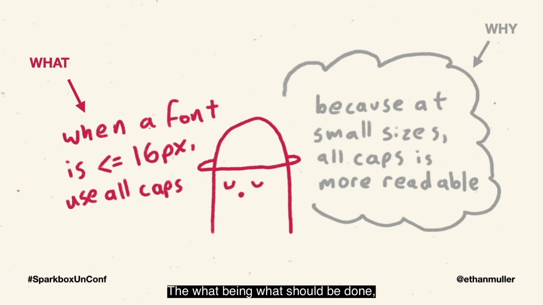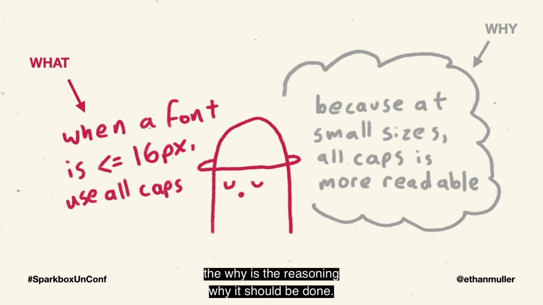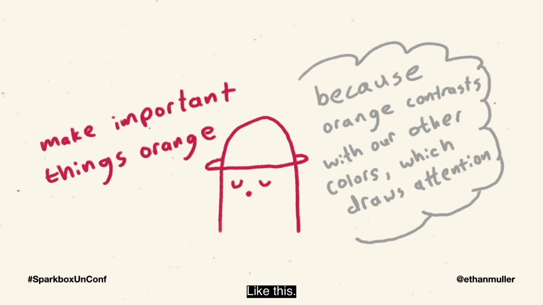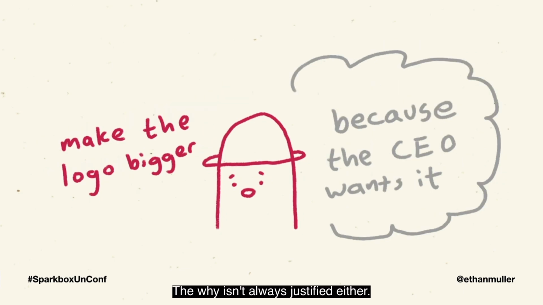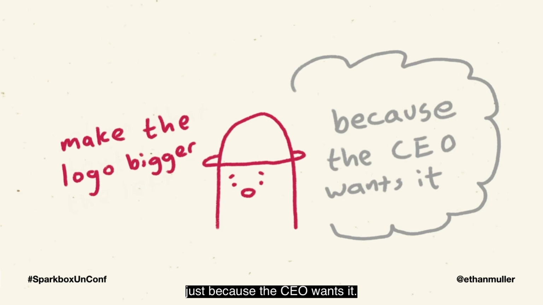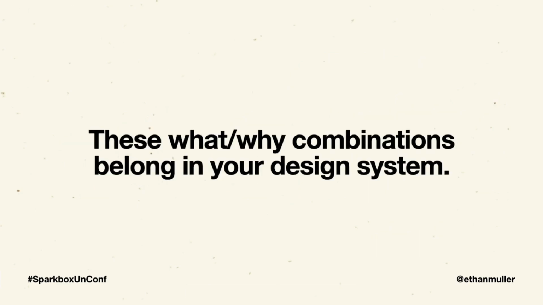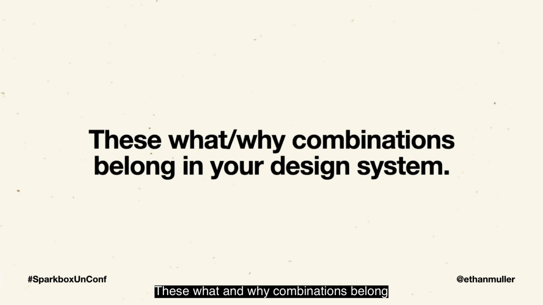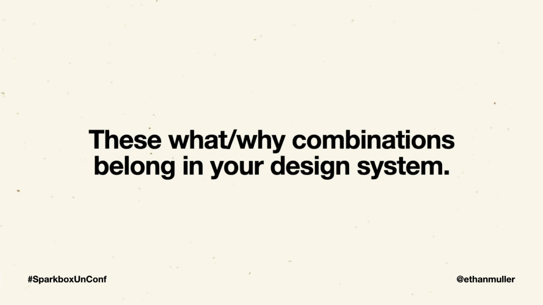The what being what should be done, the why is the reasoning why it should be done. Like this. What should you do? Make important things orange. Why should you do it? Because orange contrasts with our other colors, which draws attention. The why isn't always justified either. Maybe the designer is saying to make the logo bigger just because the CEO wants it. These what and why combinations belong in your design system. Just maybe not the CEO thing.